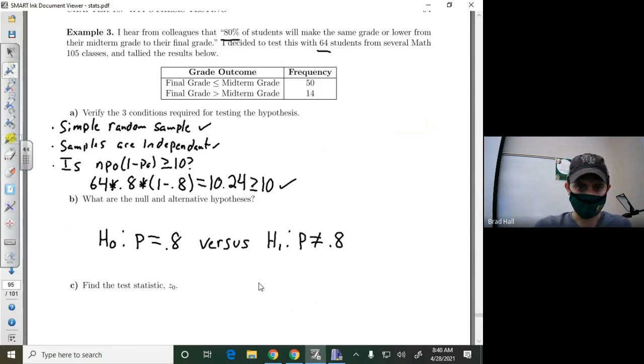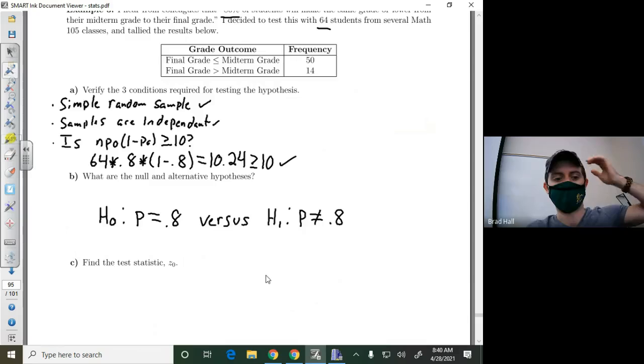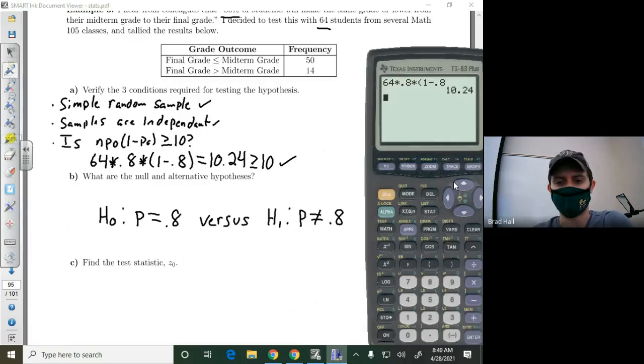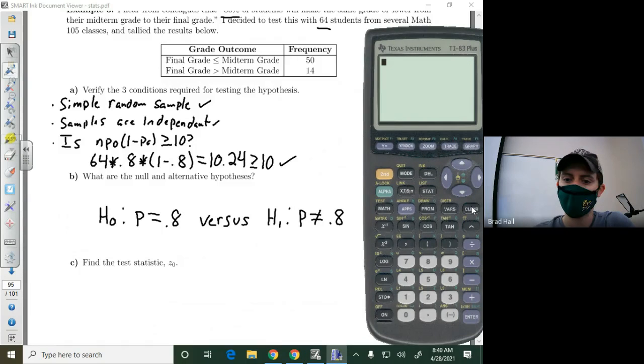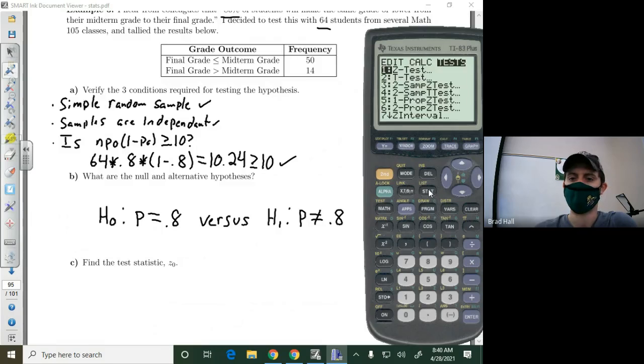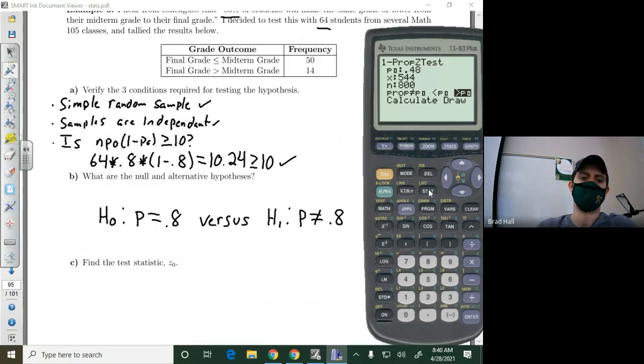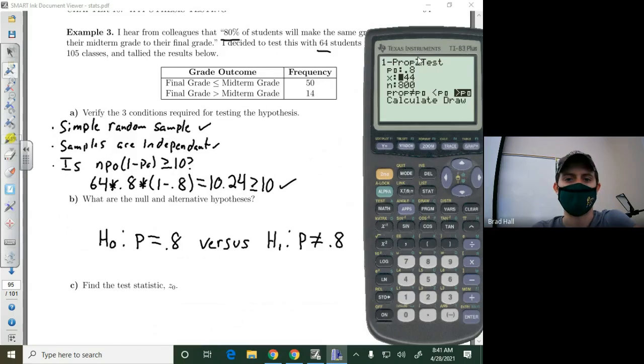Now, from here, let's go ahead and find the test statistic and the p-value. Now the question is, what do we put into the calculator? Go over to test, go back down to 5. Now the assumed proportion is 0.8. Now the question is, what's x and n? What is it, 7? You said 7? Where'd you get 7 from?